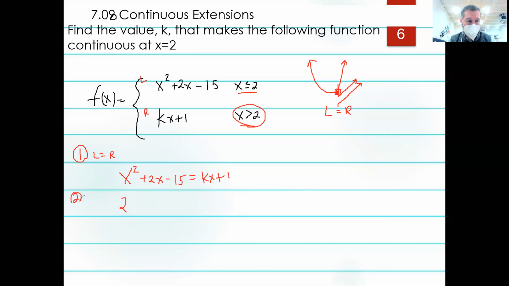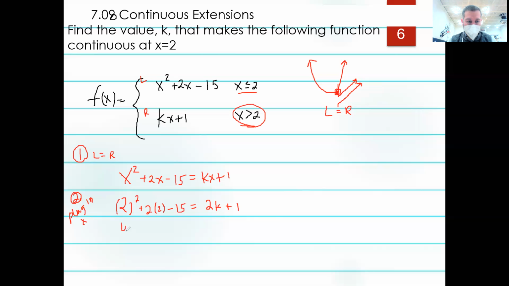So plug in x, which in this case is going to be 2 squared plus 2 times 2, minus 15. We still don't know what k is, so we'll just leave that as k, but we're going to put that as 2k. Notice how I switched that order there, because instead of putting k times 2, it's just 2k.